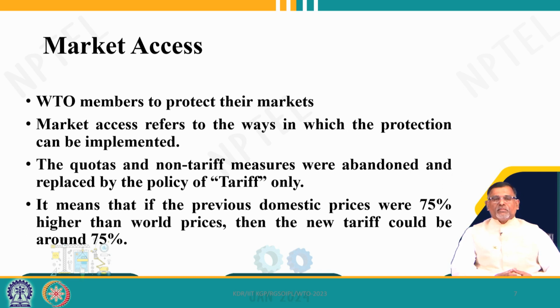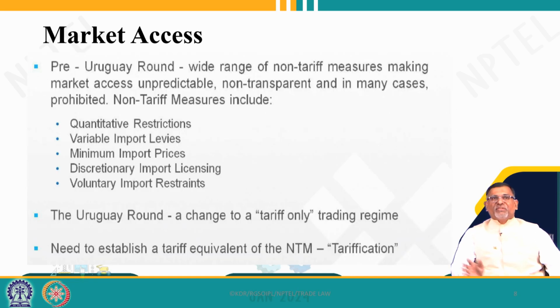That means that earlier the prices were 75% higher than the world prices. Now, the new tariff will be 75% tariffication according to the base period. So, all the non-tariff barriers are converted into tariffs based on the base period. That was one agreement on market access. So, tariffication is done, and then removal of various measures which are known as non-tariff measures.